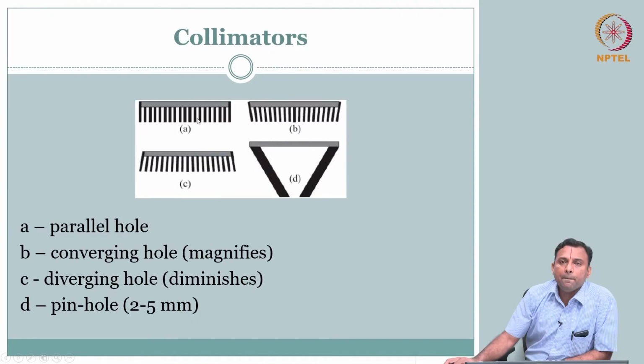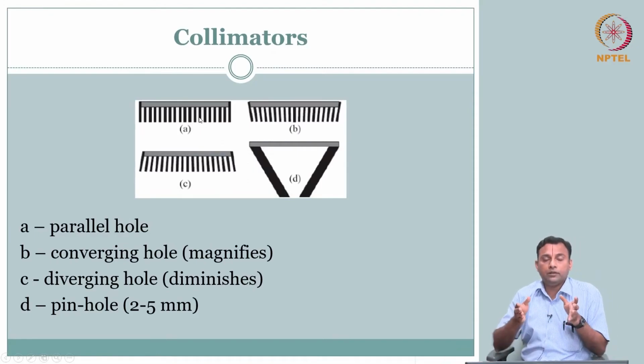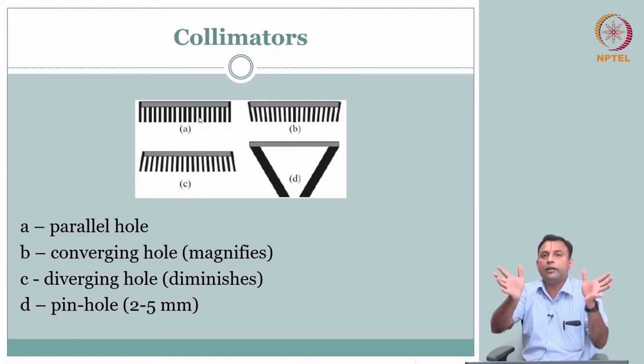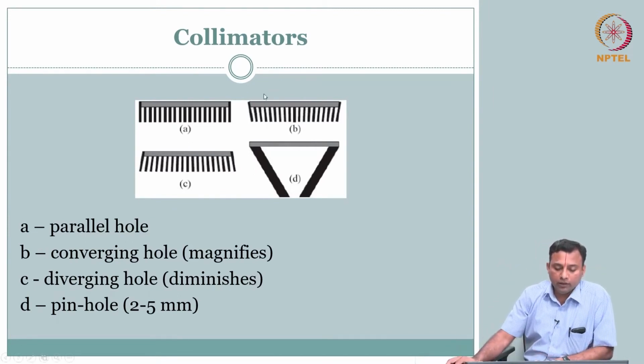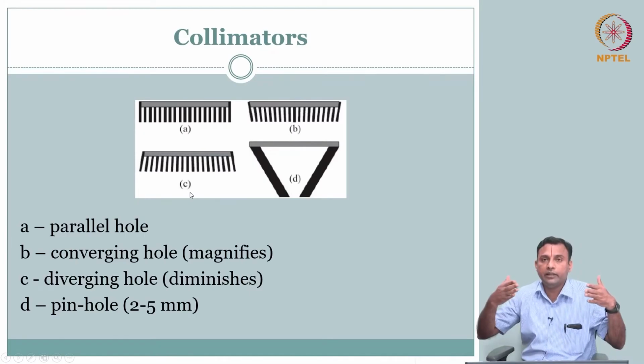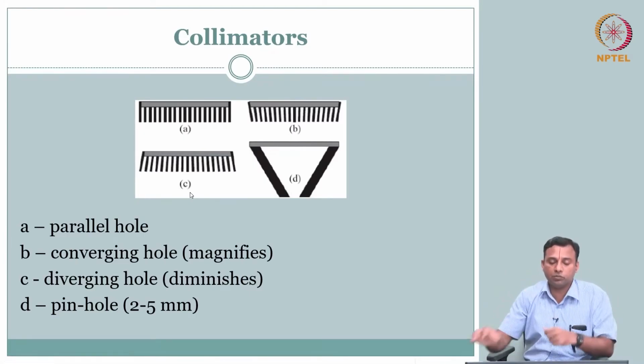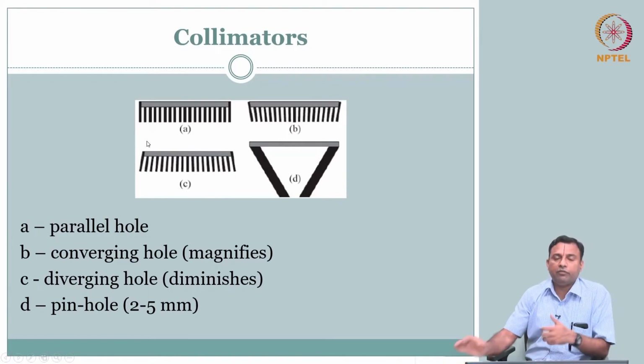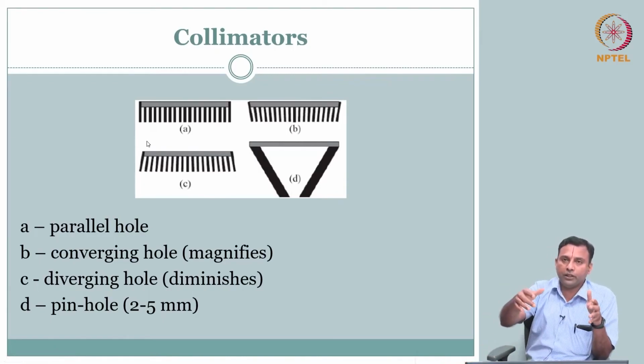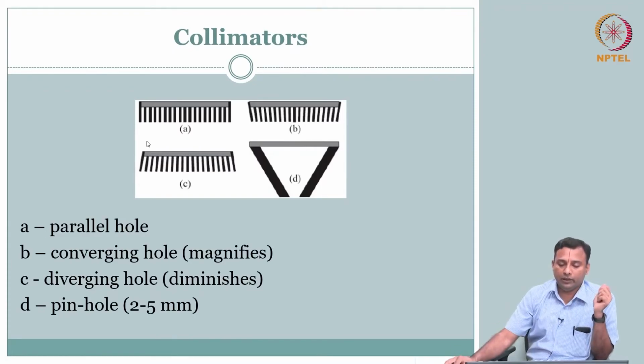This is parallel. What if you want, for example, a small region to be blown up, zoomed in? So you could have a magnifying collimator, converging or diverging. This one diminishes, so it puts that big field of view into a small one. So this is the relationship between the field of view of the object and the detector area that is going to be captured.